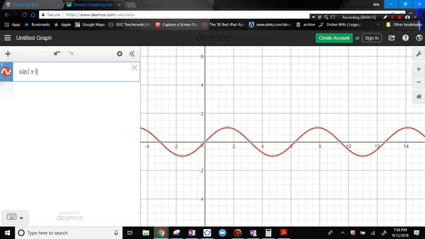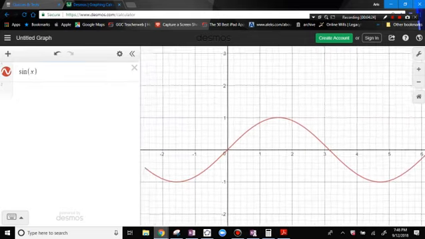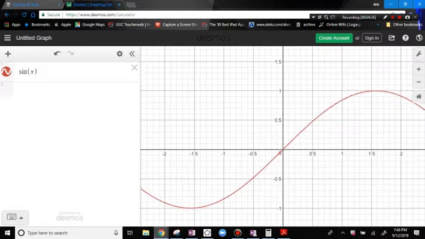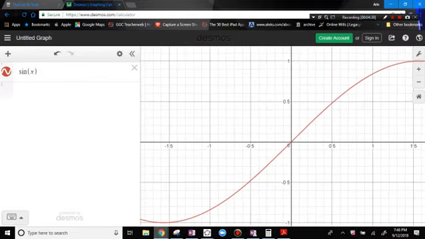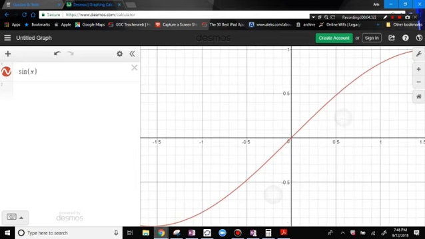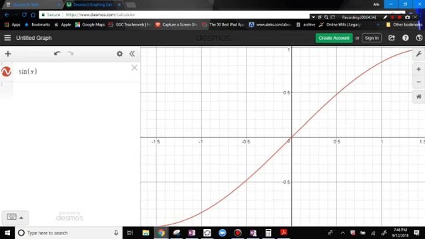So we know what to do here. We're going to make it so that it only has an inverse. I need to only look at part of the graph, and it's this part right here. Does that pass the horizontal line test? Yes. This is the part of the sine graph that I'm going to use.